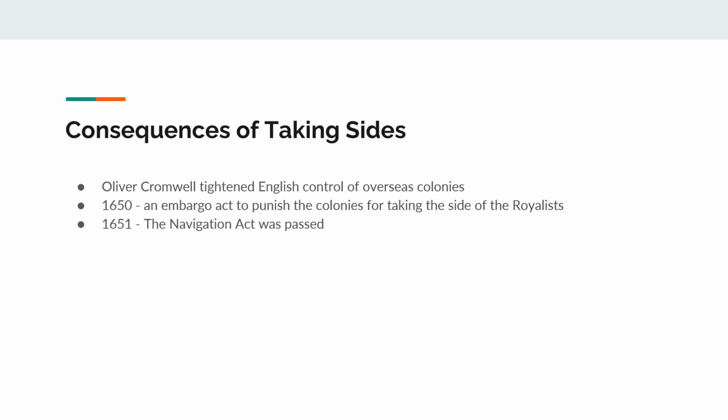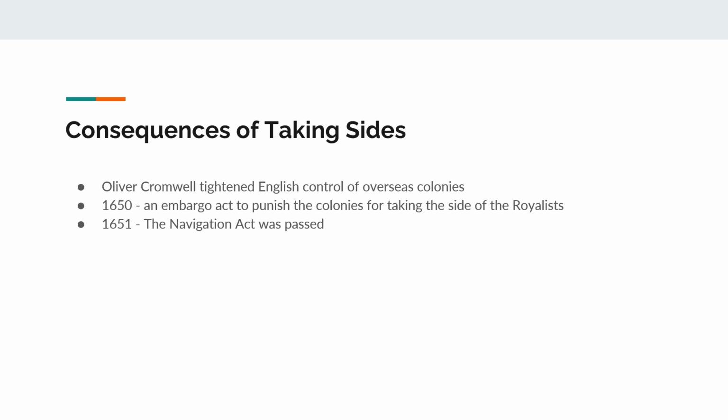So in 1650, he passes an embargo act to punish the colonies for taking the side of the Royalists. And an embargo act is typically an economic function. You're trying to stop trade, and stopping trade going in hurts the economy there, hurts the consumers there, the population there. It's a way to influence opinion. If you suddenly don't have access to the goods that you want or you need, sometimes it can change your mind. Sometimes it's just a punishment. And in 1650, this embargo act mostly functions as a punishment.